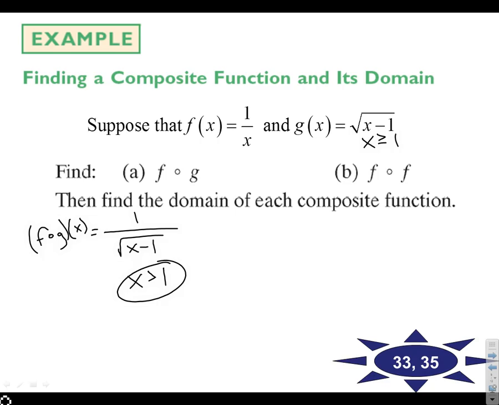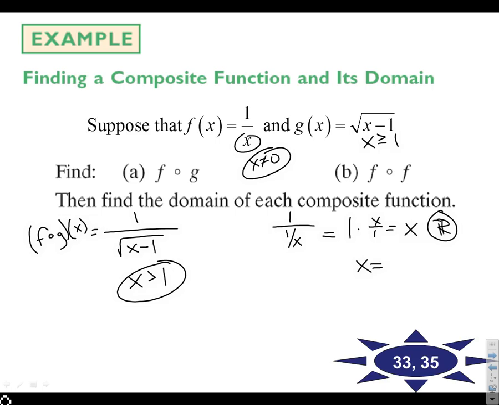Let's do f of f. So in this case, it's going to be 1 over 1 over x, which is 1 times x over 1, which is just x. All right, x can't be 0. Down here, this is all real numbers. Combine x can't be 0 with all real numbers, and the new domain would be x cannot equal 0. All right, so you're looking for the most exclusive out of the two. Try problems 33 and 35.